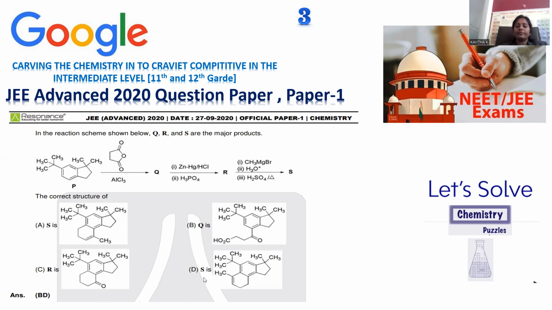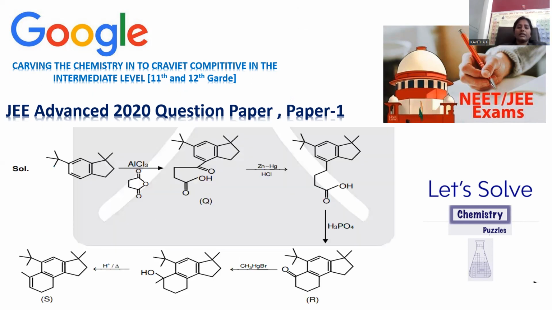And in option D, they're saying that the final product S will again be a tricyclic ring with all the methyl substitutions, and one more double bond is also introduced. In order to get which is exactly correct for S, Q, R, or D, we have to go through the series of reactions carried out in this chemical synthesis.